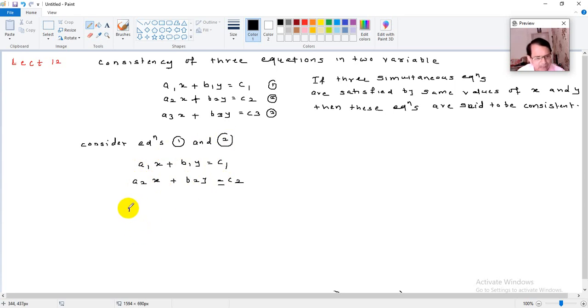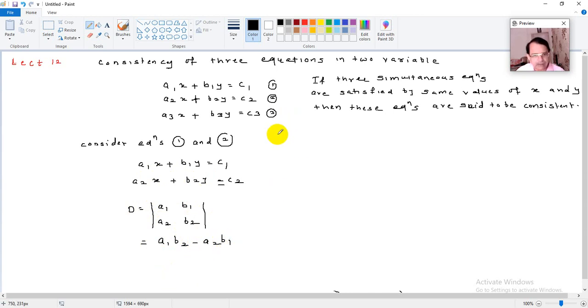The basic determinant D will be the coefficients of x and y, so a1 b1 and then a2 b2. So what will be that, a1 into b2 minus a2 into b1.